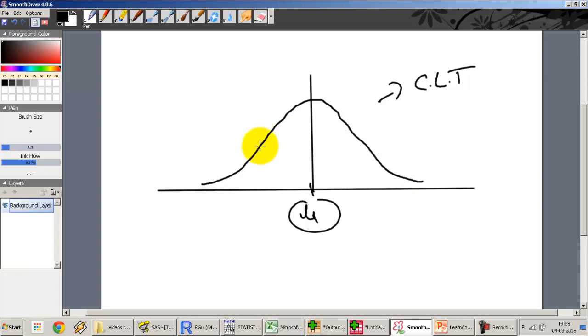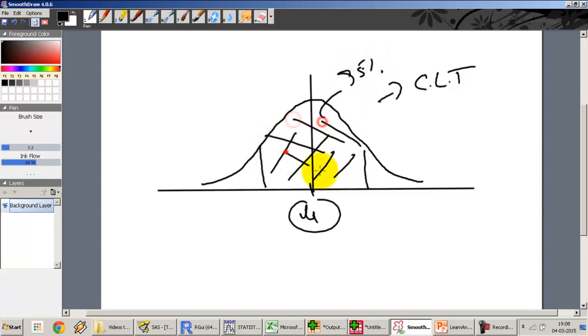So I'm quite likely to extract samples within this area, or a specific confidence interval. We can call it, let's say, the 95% confidence interval. So 95% of my samples are going to lie in this shaded region which I am coloring over here.